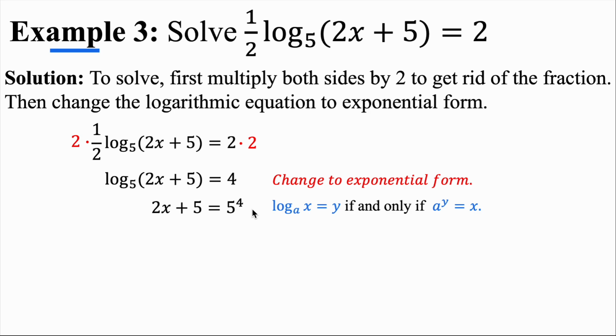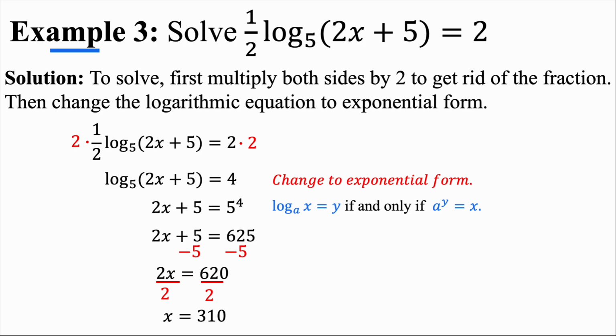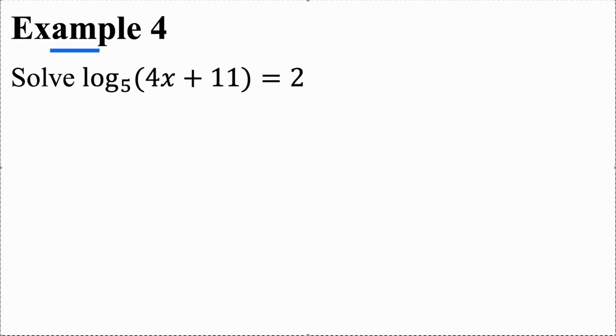Now we can simplify this. 5 to the 4 is 625. Subtract 5 on both ends. You get 2x equals 620. And then divide both sides by 2 to isolate the variable x. So you get x equals 310. Well, we have to always remember to check our solution, right? And if you plug it in, it should make sense.